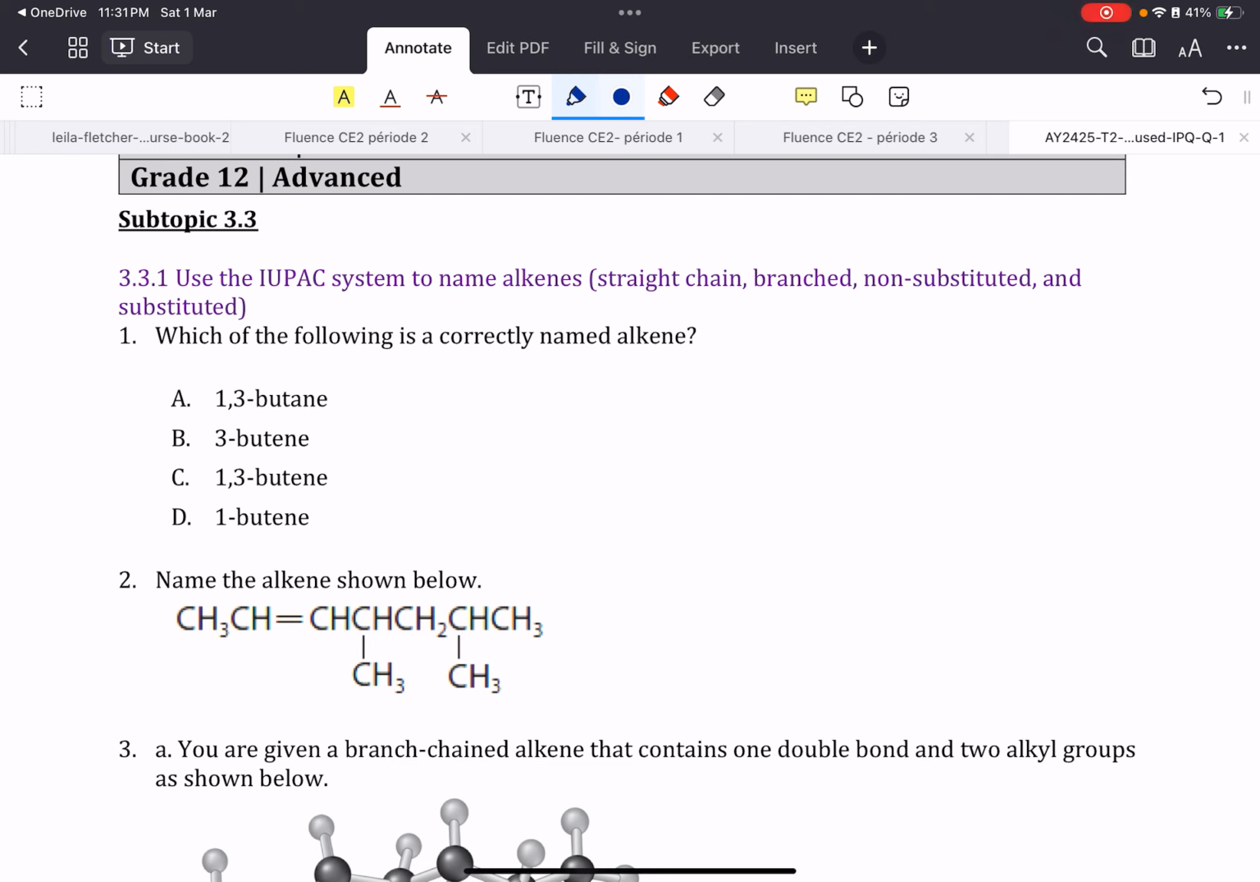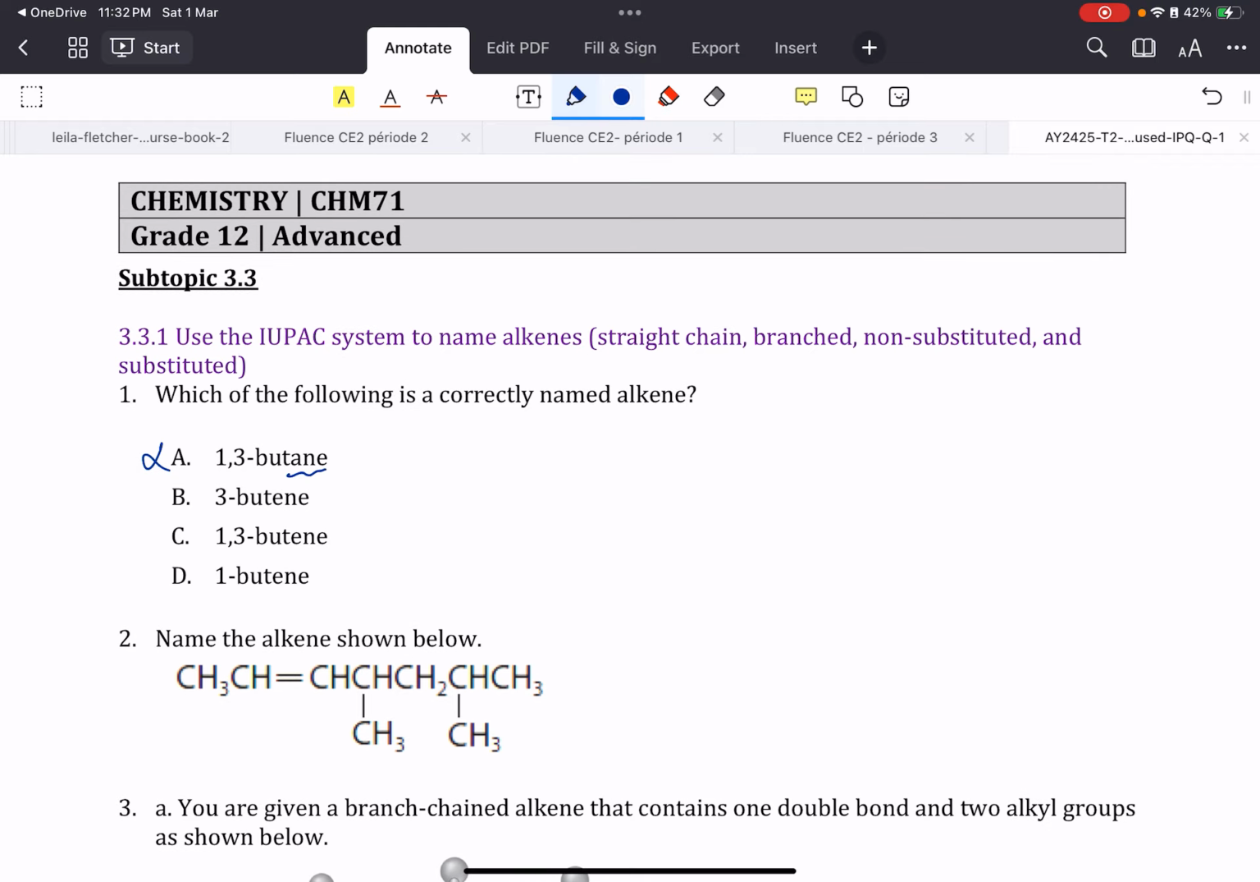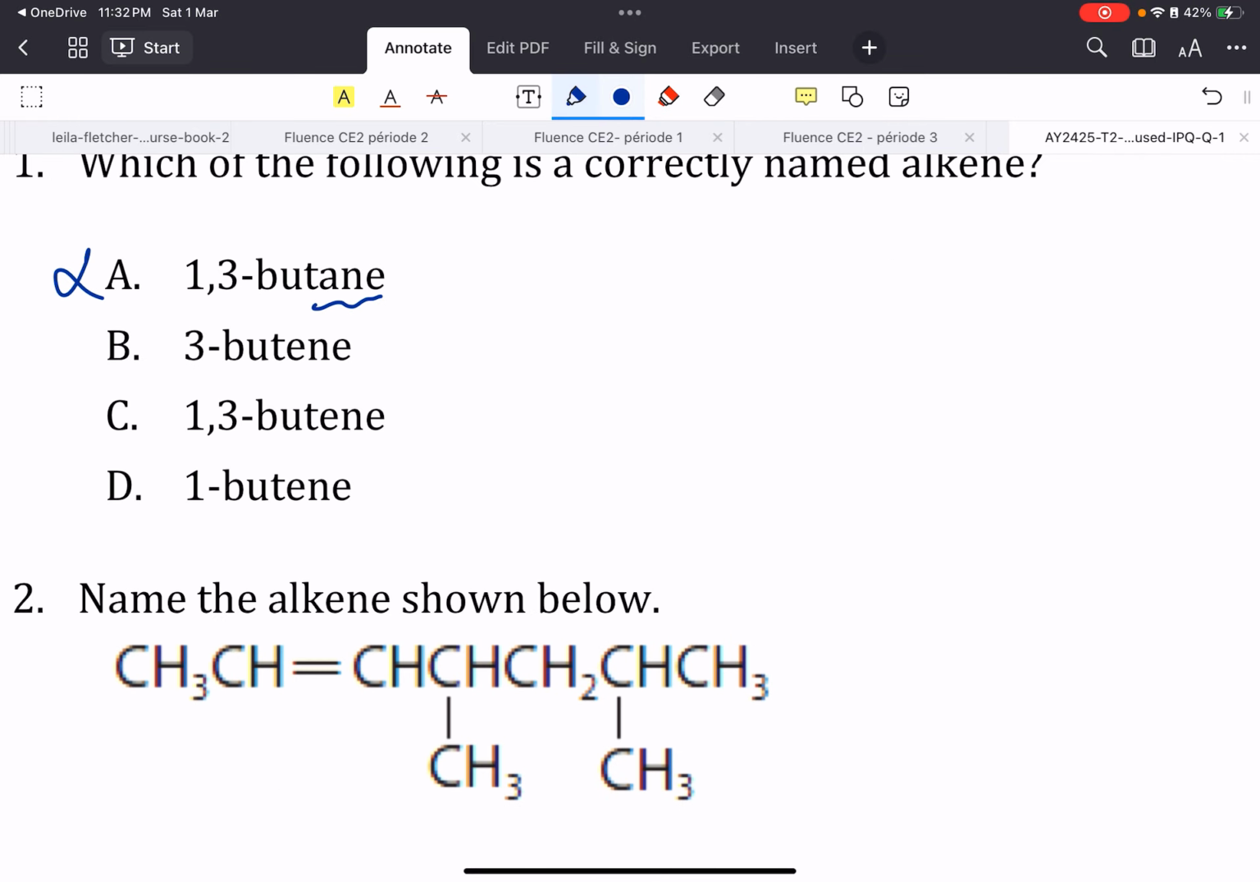Now, looking at the options here, the first one is not a correct answer because it is not an alkene. It ends with butane, ane. Now option B says 3-butene. We'll have to check and draw this one. C is definitely a wrong answer because there are two numbers. One number is specifying the location of the double bond, and one number is usually for a branch, and a branch cannot be on the first carbon. So the answer could be B or D.